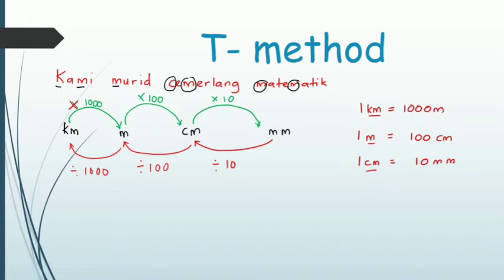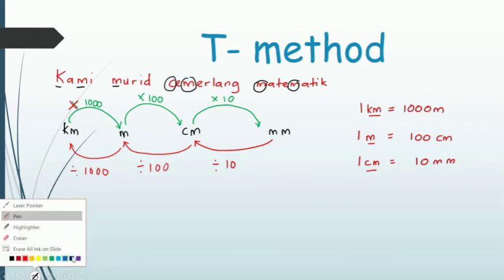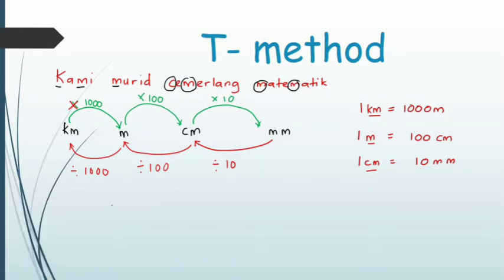So from here, I'm going to teach you the T method. Before that, you have to remember that we can only use the T method when the biggest unit has a decimal or no decimal. If the smallest unit has a decimal, we can't use the T method. We need to use the formula to convert kilometer and meters.